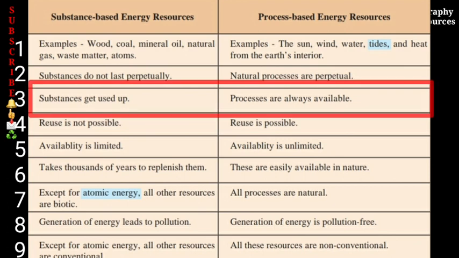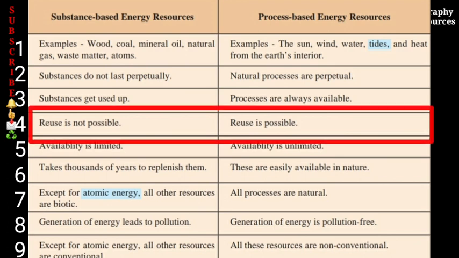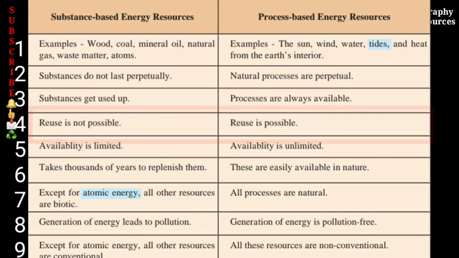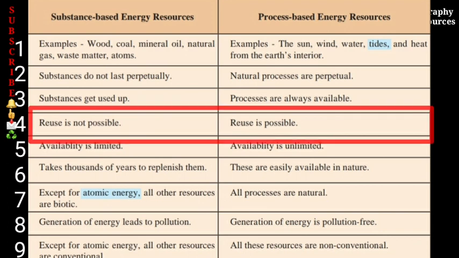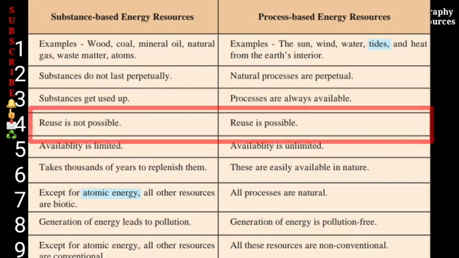Okay, student. Now the fourth characteristic, reuse is not possible. Just now we have seen substances get used up. After getting used up, we could not be able to use that again. It means that reuse is not possible. It cannot be regenerated, so it cannot be reused again.